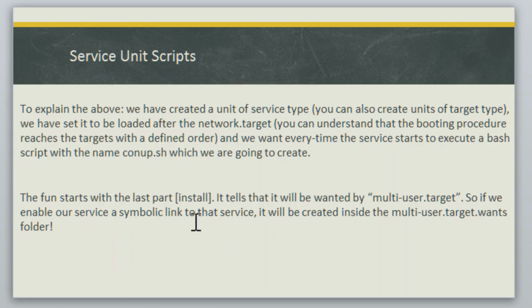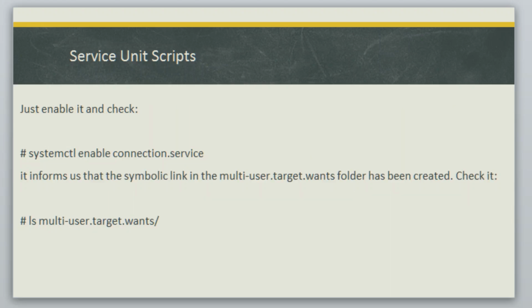The fun starts with the last part, which is the install part we saw. It tells that it will be wanted by the multi-user target. So if we enable our service, a symbolic link to that service will be created inside the multi-user.target.wants folder. So we're going to go ahead and try and enable it. We're going to do that by doing systemctl enable connection.service. Okay, let's go ahead and try it.